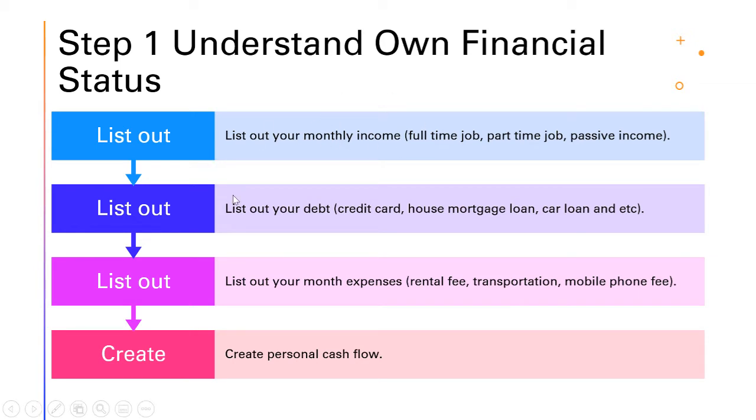Second, list out your debt. If you have credit card debt, a housing loan, or a car loan, list out how much you have to pay every month for those debts. After that, list out your monthly expenses, such as your rental fee, transportation fee, or mobile phone fee. After you list out all these three, you have to create your personal cash flow.